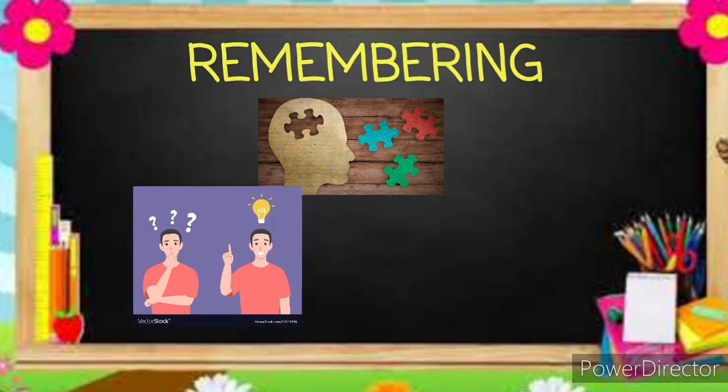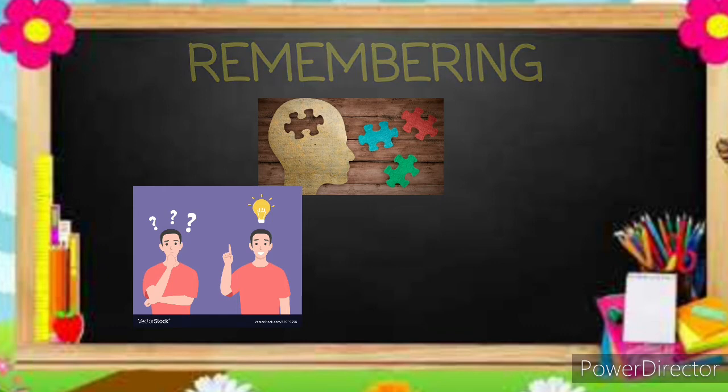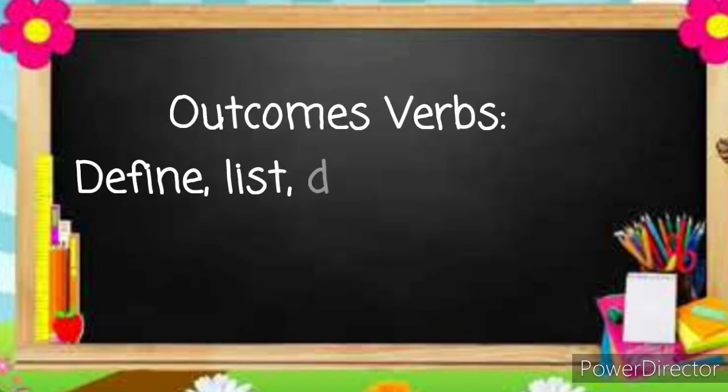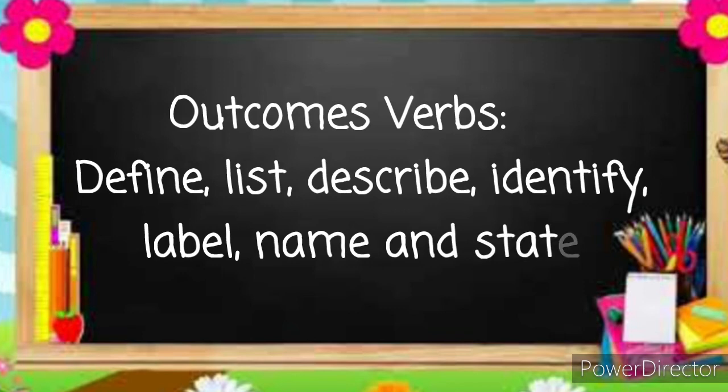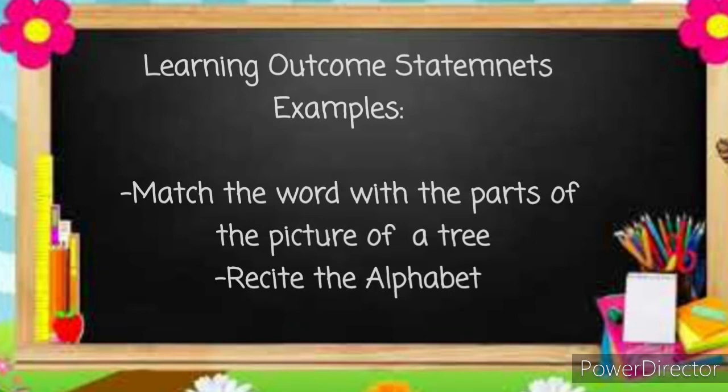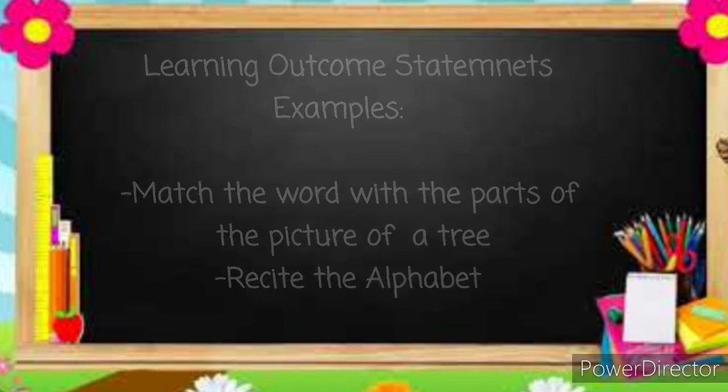However, it is the building block of all subsequent levels of learning because the learner must remember information presented before progressing to the next levels. The outcome verbs of remembering are: define, list, describe, identify, label, name, state, and so on. Examples of remembering are: match the word with the parts of the picture of a tree, or recite the alphabet.